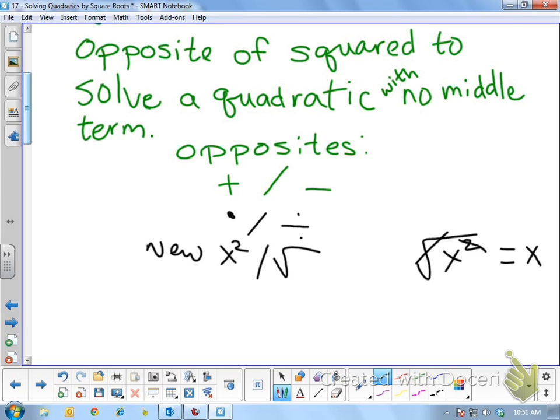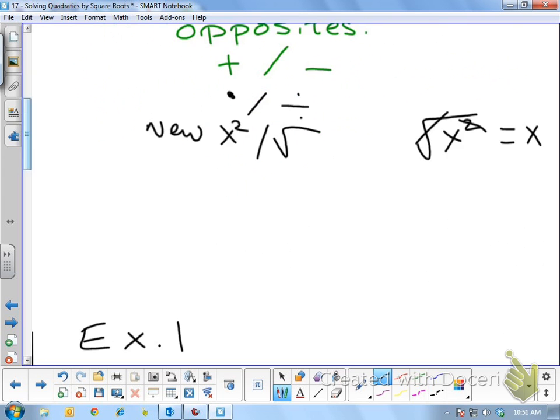The other thing we're going to need to consider today when we're square rooting: we've only been working with expressions when we've been square rooting stuff. Now we're going to work with an equation. And when we work with an equation, we need to consider all the answers to this expression.